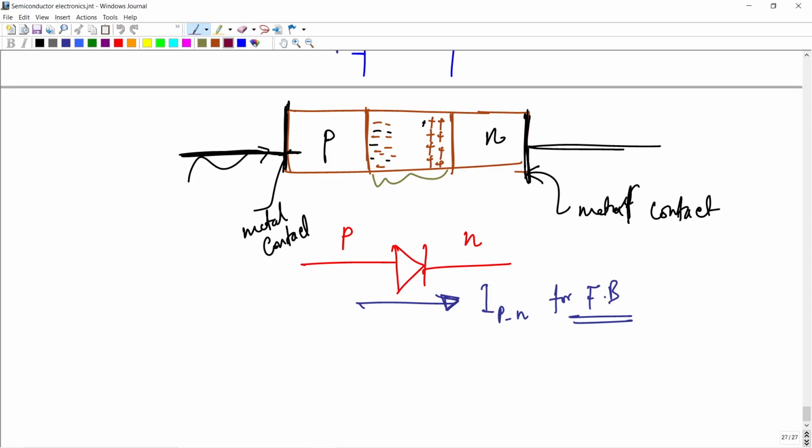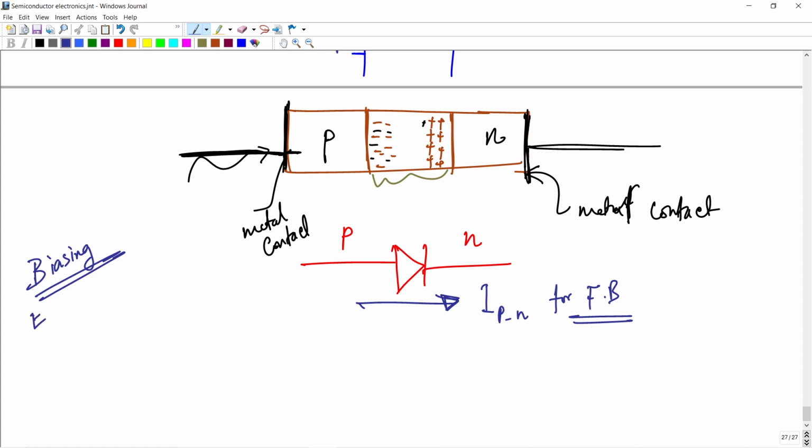Now today we discuss biasing. Okay, so what is biasing? Today we start the discussion of biasing. Biasing means some external voltage applied in that PN junction.